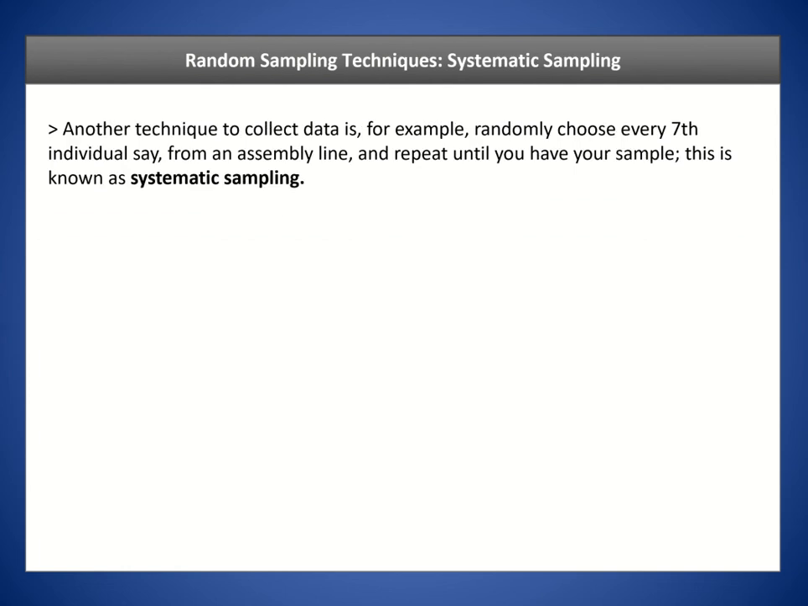So the next type of sampling is systematic sampling. Another technique is if you were to select every 7th individual that comes into the assembly line, for instance, rather than conveniently choosing like the first 100 cans that come in an assembly line, you're only choosing every 7th. And this number is random, right? You can change this number, right?